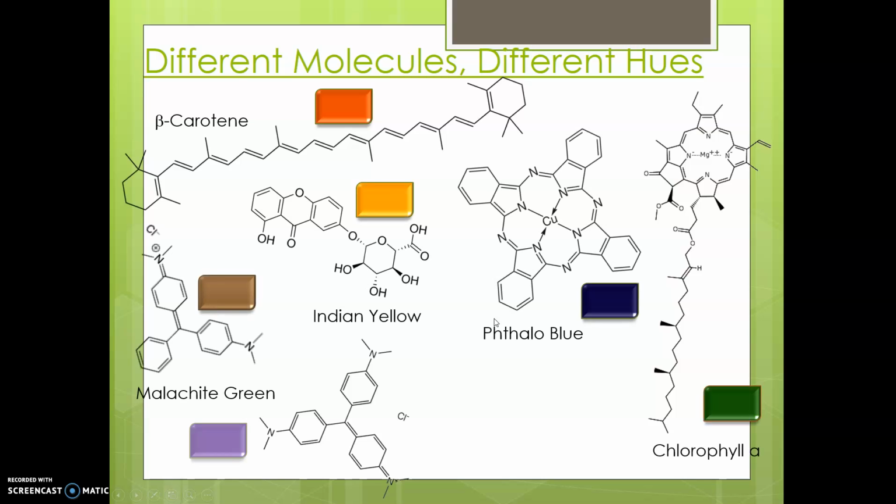Now, different molecules have different colors. So beta carotene is orange, Indian yellow is yellow, malachite green is green. Crystal violet is violet. Red lead is actually red. There's the phthalo blue and chlorophyll A, which is what we're going to be dealing with, which is this molecule.